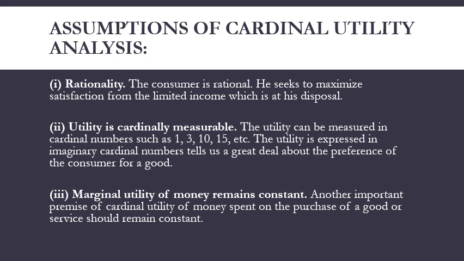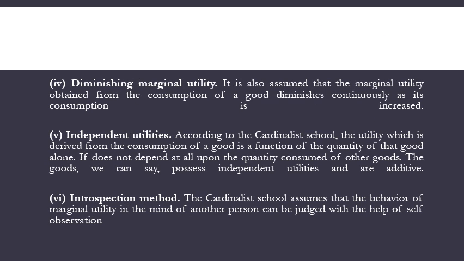And the third assumption is that the marginal utility of money remains constant. This is one of the important premises of cardinal utility analysis. The money spent on the purchase of goods or services should remain constant. That's why the marginal utility of money remains constant. And the next important assumption is diminishing marginal utility. It says that as more and more of a commodity is consumed, the additional satisfaction will diminish. We will discuss this DMU later.